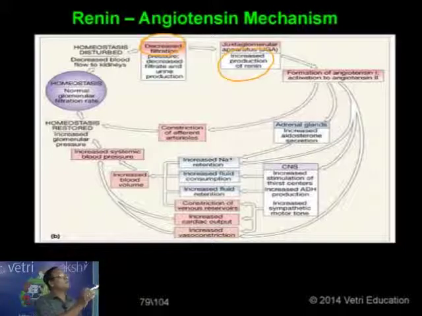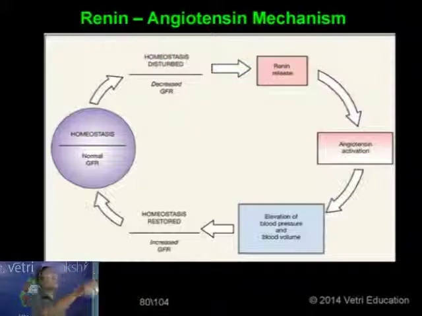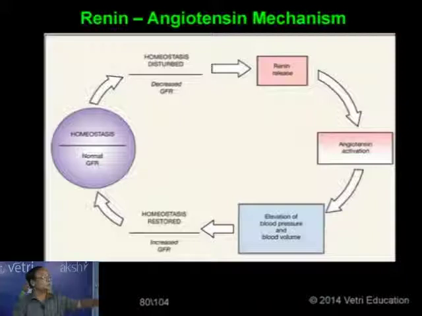Now to have a check on this renin-angiotensin mechanism, we have another mechanism operating. Now this is an accelerating effect. The same is being given in a simple manner. Once the homeostasis is disturbed, when you have decreased glomerular filtration rate, the renin release increases, ultimately angiotensin activation, and you have the elevation of blood pressure and blood volume, so that we have once again increased glomerular filtration rate. So it is being given in a simple manner to maintain homeostasis. We badly need this renin-angiotensin mechanism.